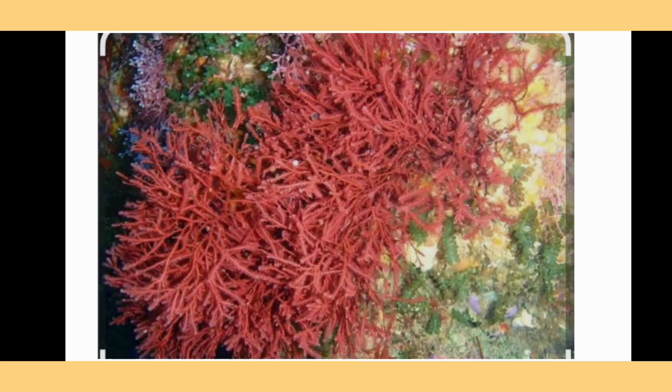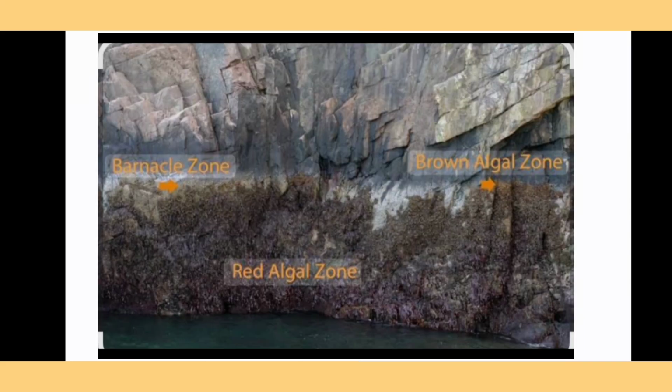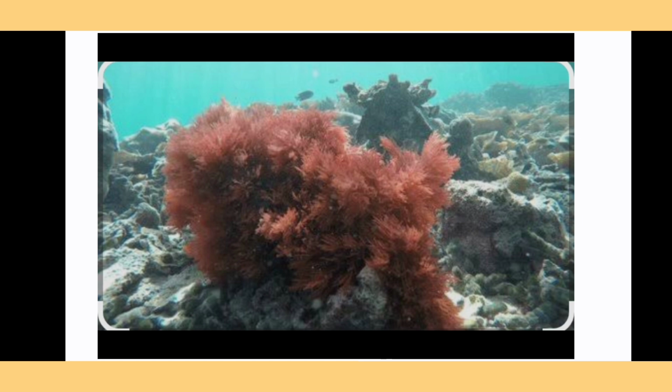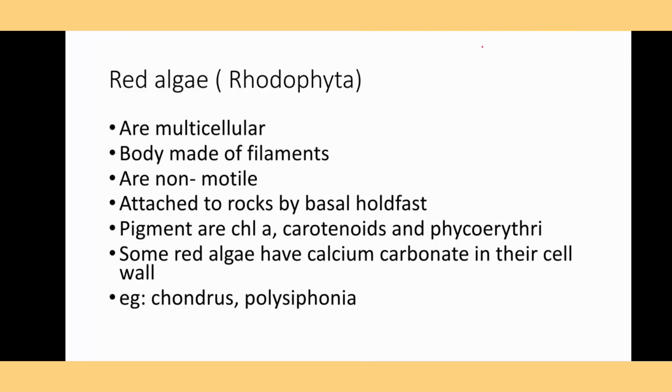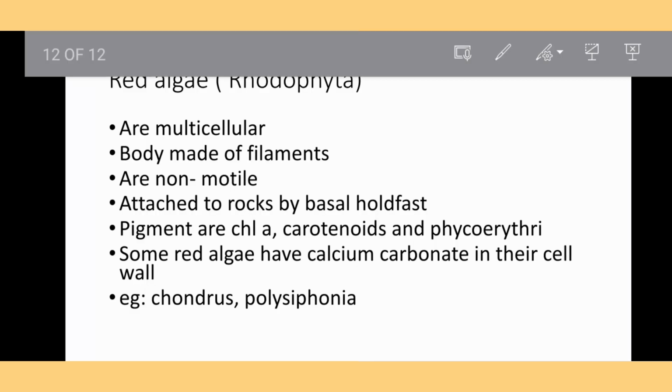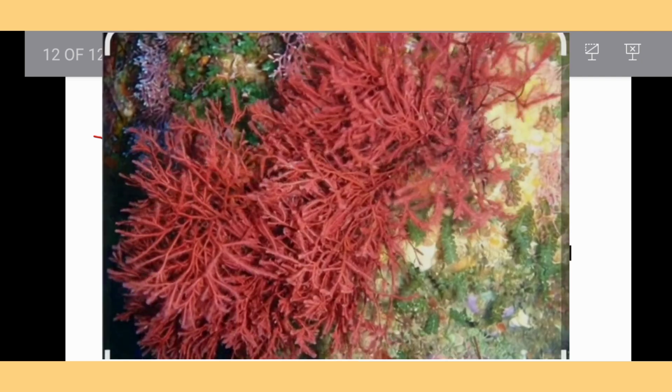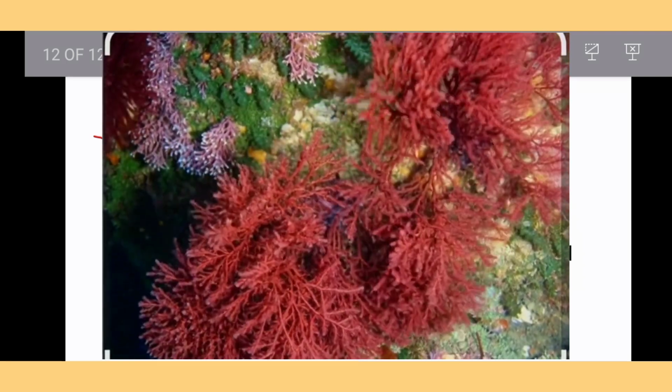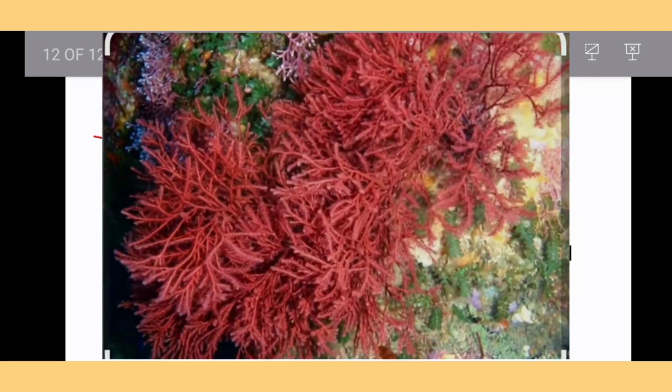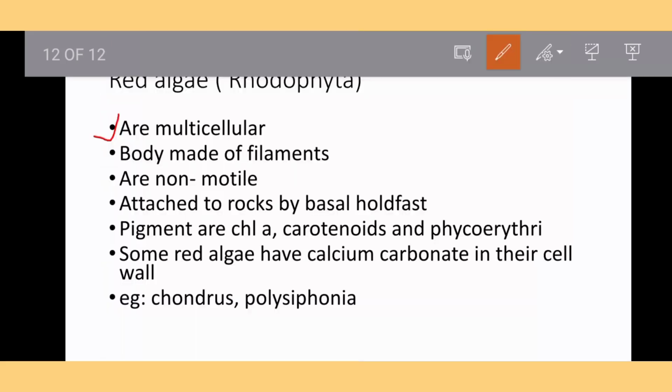Red algae. The scientific name of red algae is Rhodophyta. First point is red algae are multicellular, meaning they consist of many cells. Next point is red algae body is made of filament. Filaments are thread-like structures.